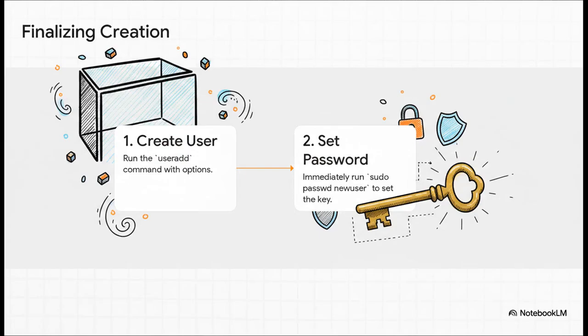But wait, you're not done yet. Just creating the room isn't enough. It's really a two-part process. First, you run useradd to build their space, but then you have to immediately run sudo passwd newuser. This is the part where you actually hand them the key. It lets you set a secure password so that only they can get into their new digital room.